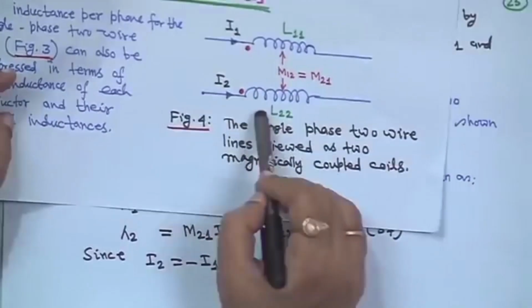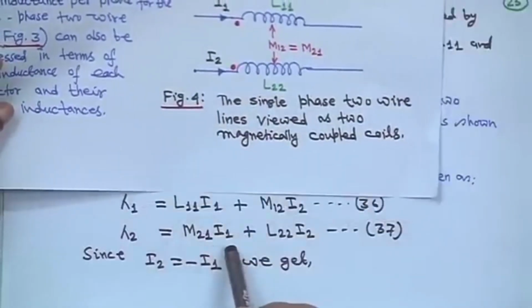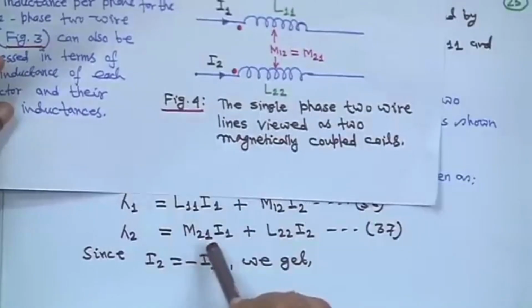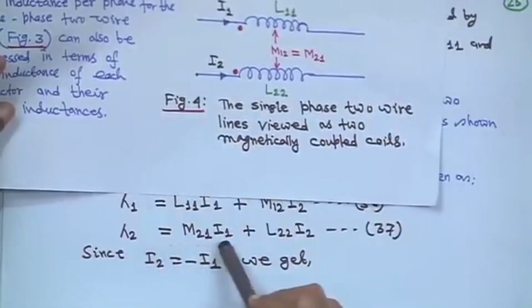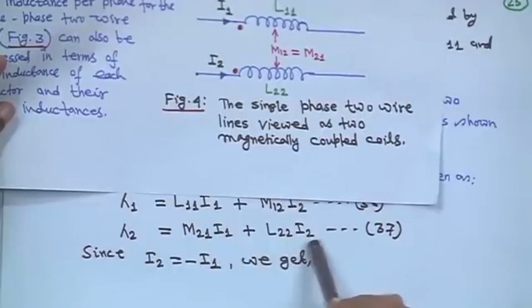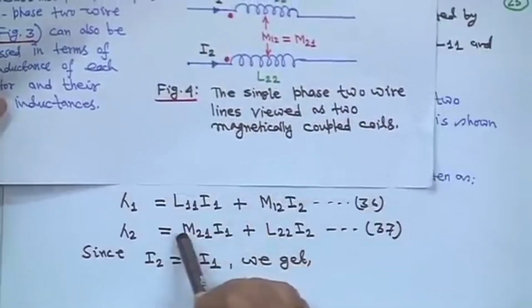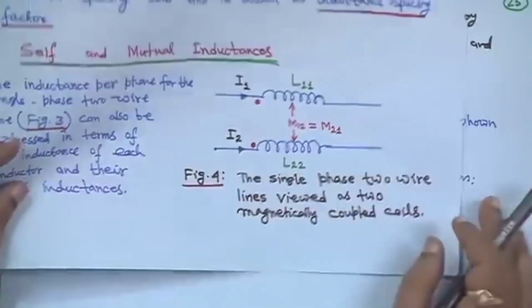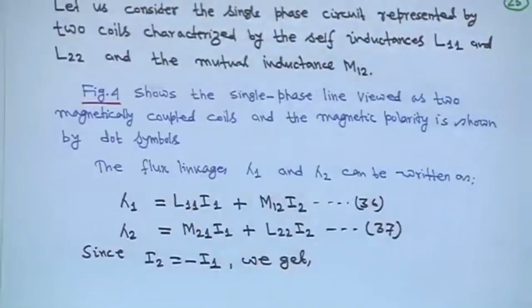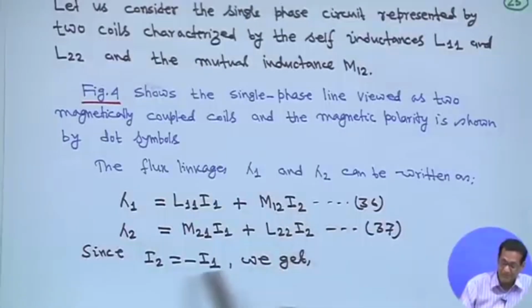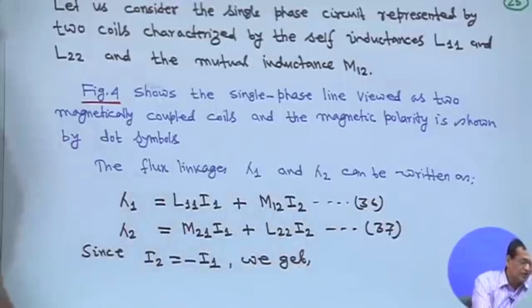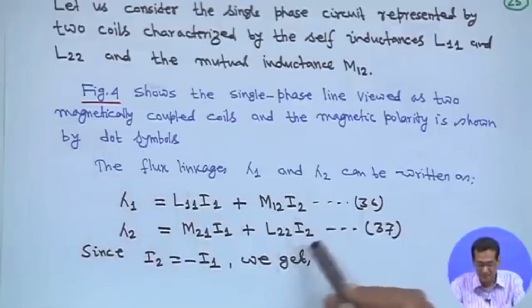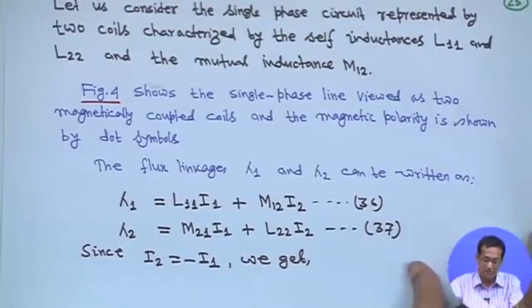Similarly, lambda 2 is equal to M21 I1 plus L22 I2. M12 is equal to M21, but from the mathematical point of view we write M21 I1. This is equation 37. Here also there is a plus sign, because in both cases we assume the current is entering the dot. But one current is incoming and the other is outgoing, so I2 is equal to minus I1. In one equation we put I2 is equal to minus I1, and in the other equation we put I1 is equal to minus I2.